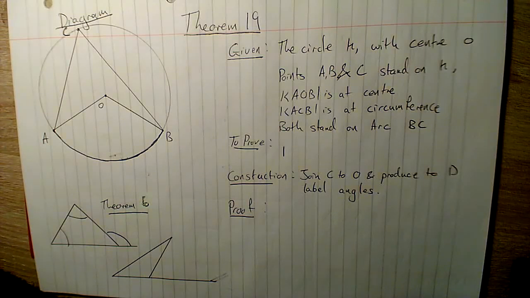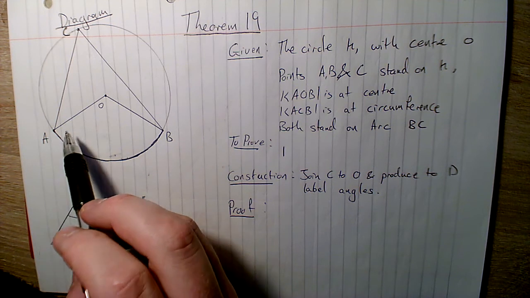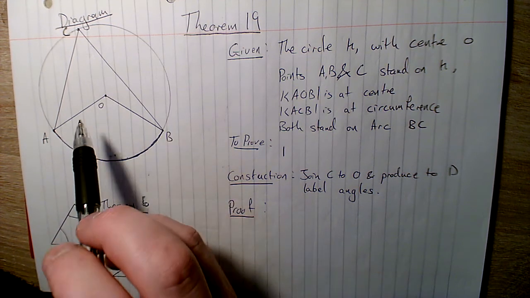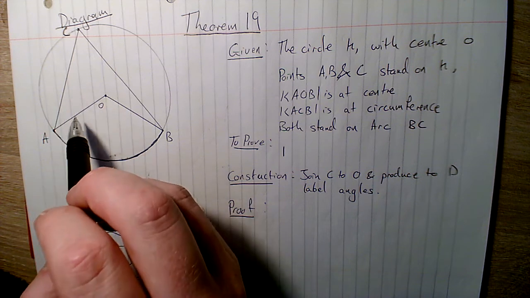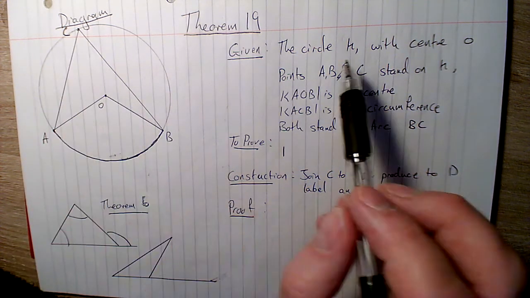Okay, Theorem 19, the circle theorem. It says in a circle, an angle standing at the center, so this angle AOB, will always be twice as big as the angle at the circumference ACB. So what are we given here?